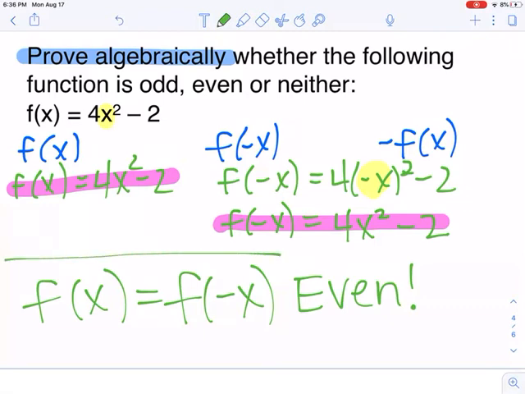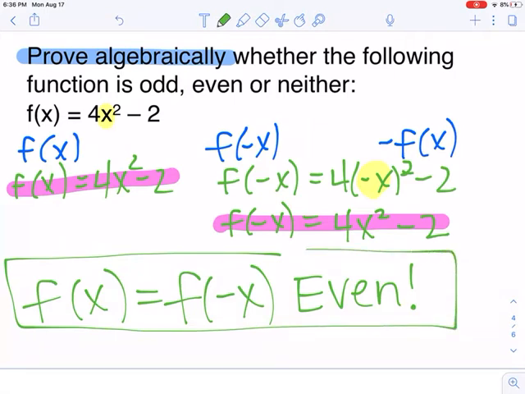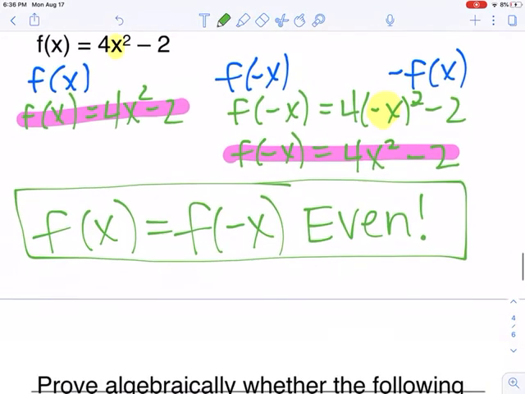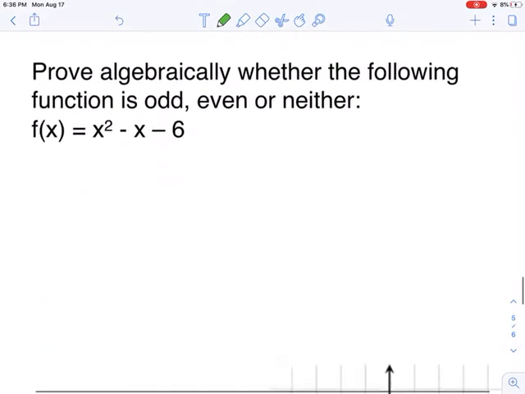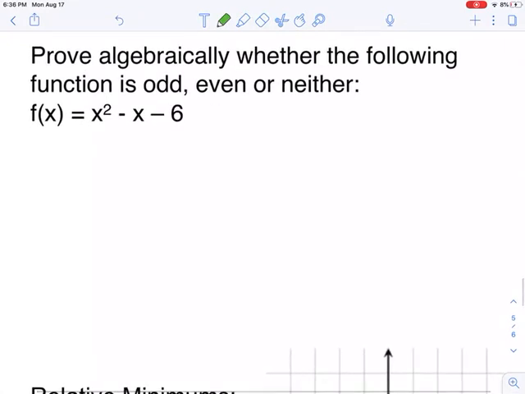But notice how this is not all that I care about. Yes, that's the answer, but I care about the work, okay? This first part right here is given, but I need to see these pieces right here. I need to see your work that you thought about negative x and you plugged in negative x and simplified it, okay? So to wrap our heads around this a little bit more, let's try another one.